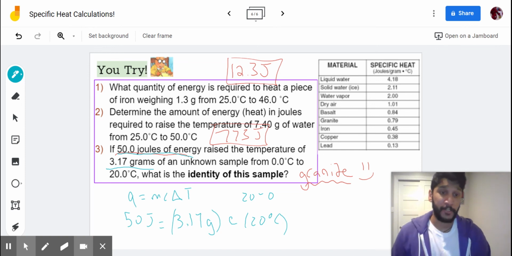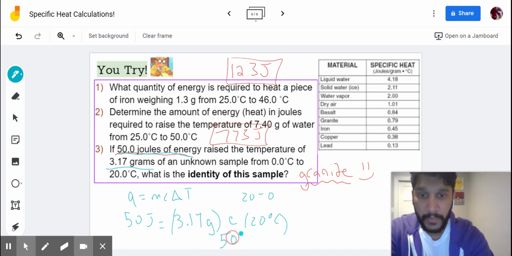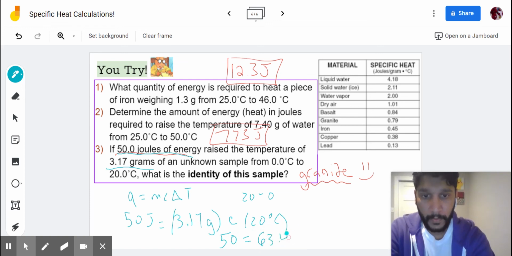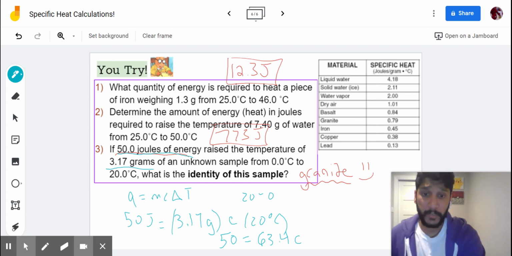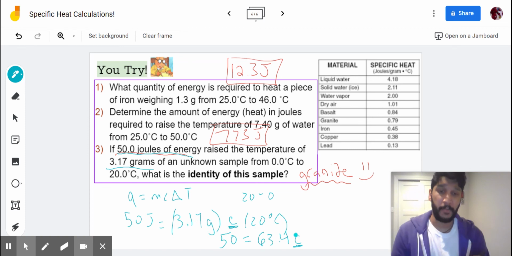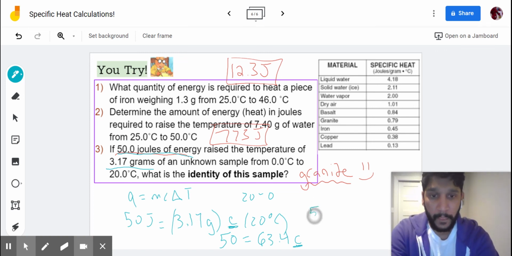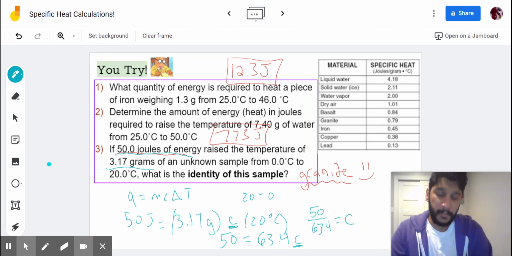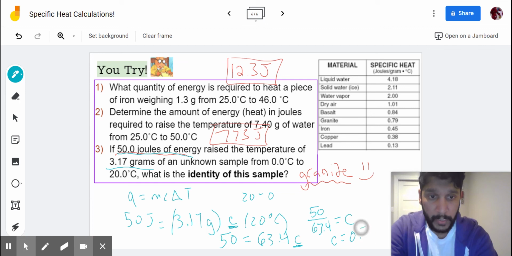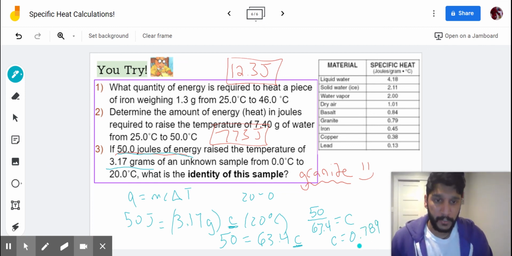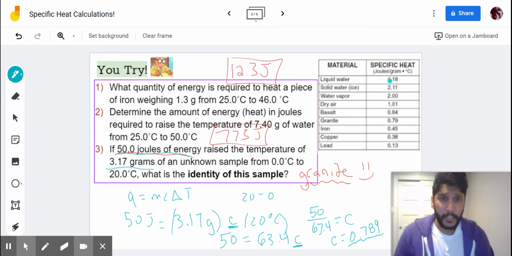Now we're just going to do some math. We have two numbers on the right side that can be multiplied together. So we're going to take 3.17 times 20. If I'm writing this down, I got 50 equals 63.4 C. I'm looking for this variable C, so this is my unknown because I don't know what sample it is. Now I want to divide both sides by the number attached to the variable. So I'm going to take 50 divided by 63.4 equals C. Let's plug this in. 50 divided by 63.4. I got my C to be 0.789, around there. Looking at 0.789, taking a look at our specific heat table, what's the closest to that? Yep, we stop right there.